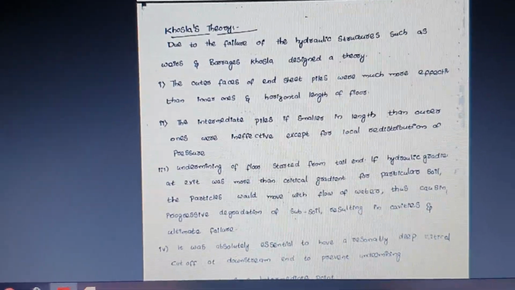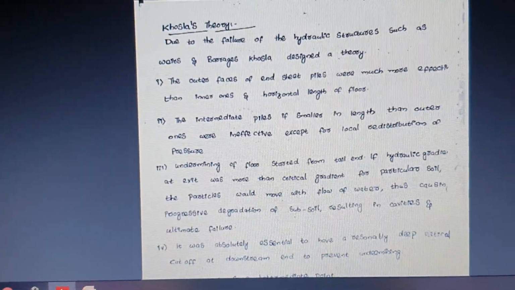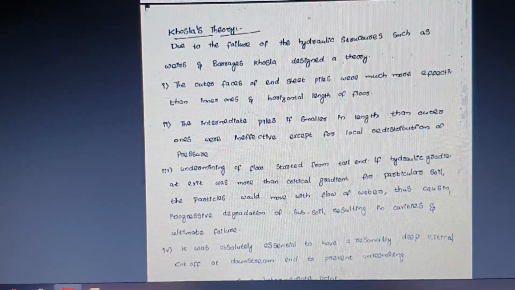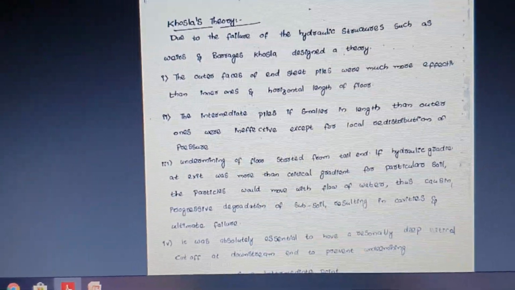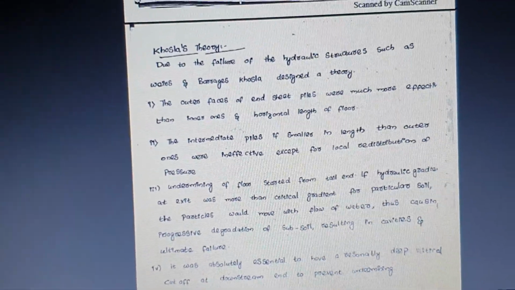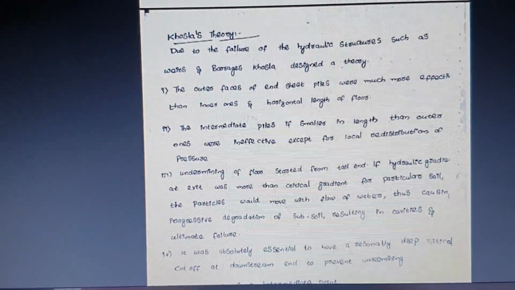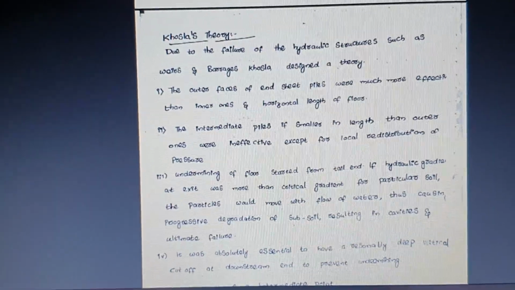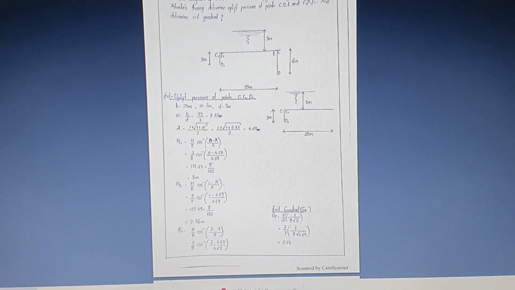These are the four considerations which he has considered, and based on this we will have different considerations for the intermediate pile, upstream pile and the downstream pile. And this question is very, very important from your third unit, from which you will get a problem for sure, definitely either from Khosla's or from the Bligh's theory.